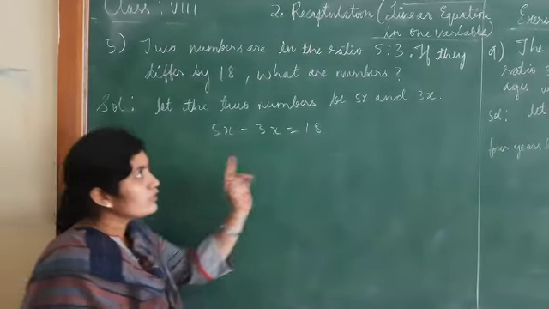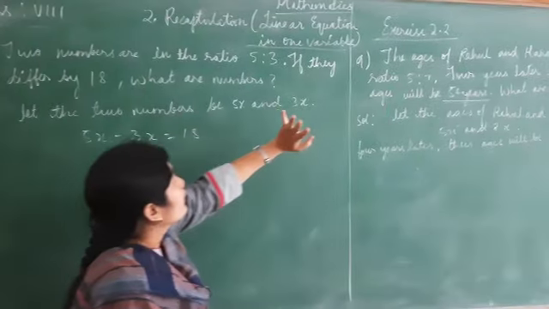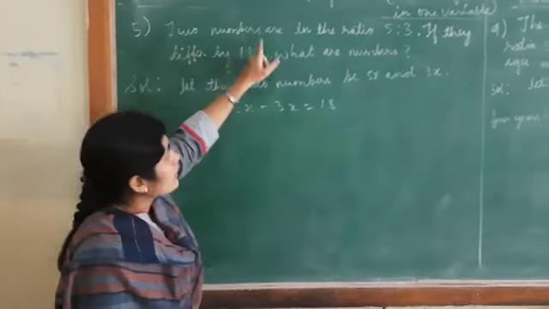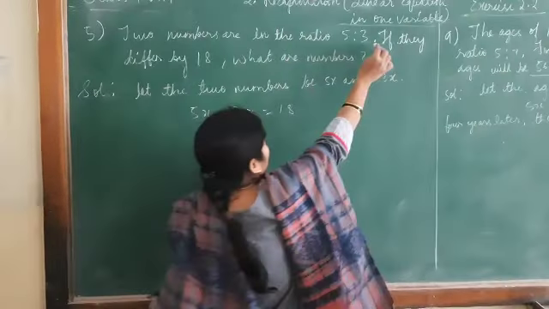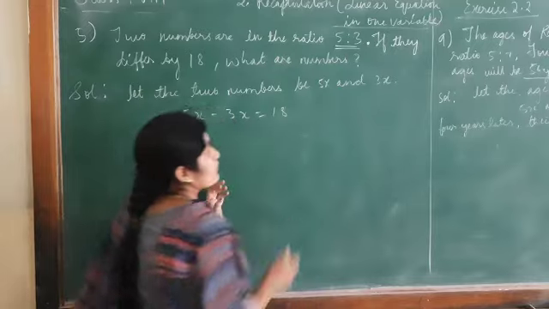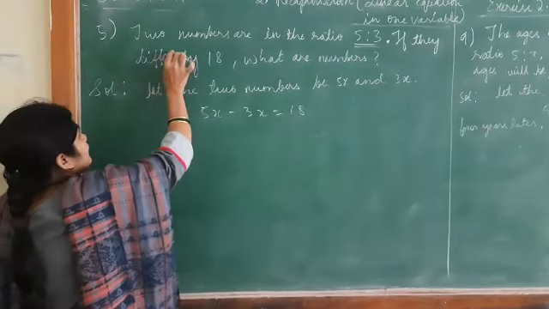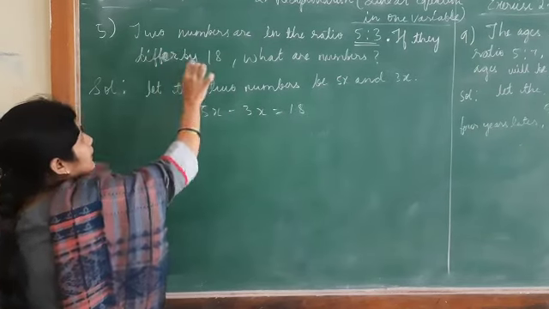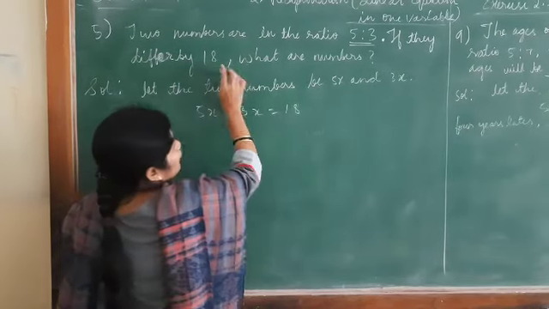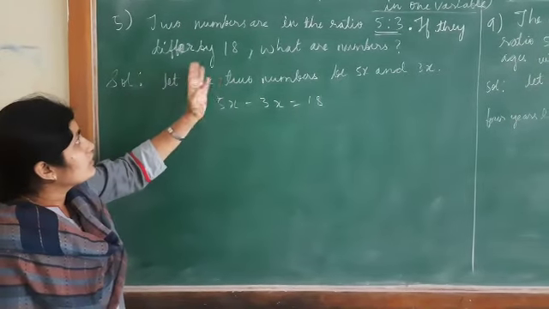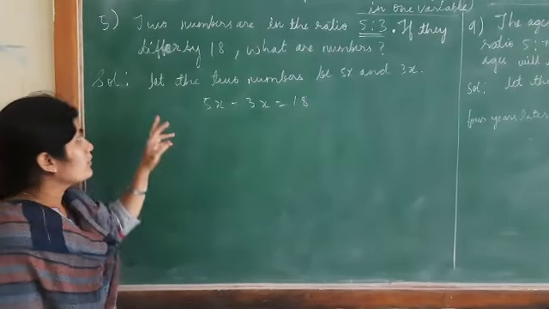Now let us move on to exercise 2.2. In that I have chosen the fifth problem. The two numbers are in the ratio 5:3. If they differ by 18, what are the numbers? The ratio of the two numbers is given, that is 5:3. If they differ by 18, that means the difference of the ratios is 18. Then what are the numbers?